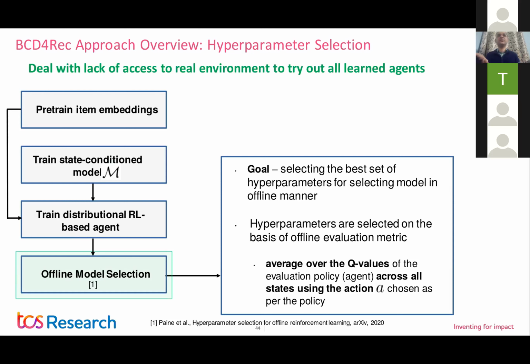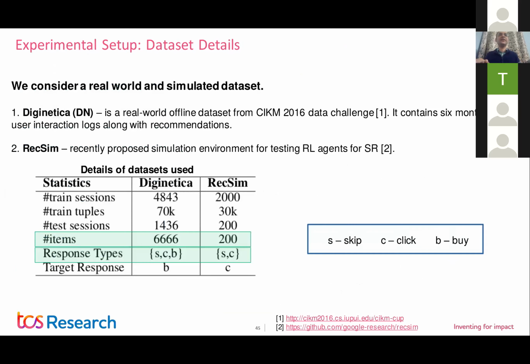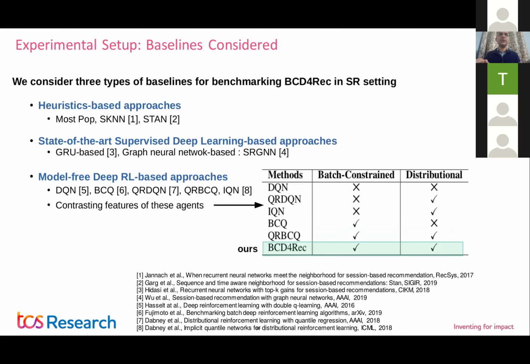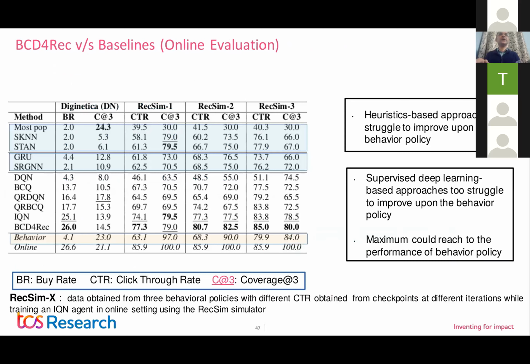So we came up with some approach which worked fairly well for us, and then we tested it on two settings, one where we had an action space of around 7,000 items, and another where we had an action space of around 200 items, and we compared with all the state of the art approaches. One of the key takeaways here was that all these existing approaches, the supervised learning based approaches or heuristic based approaches, struggle to improve upon the suboptimal policy from which you have obtained the data. Whereas our proposed approach BCD for REC was able to improve upon this behavior or the suboptimal policy across different metrics that were considered.